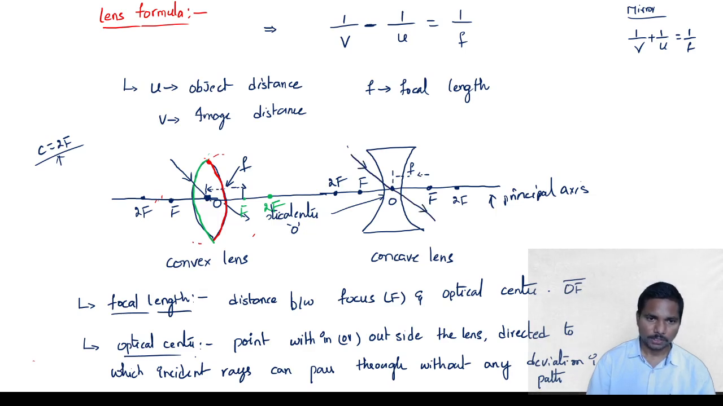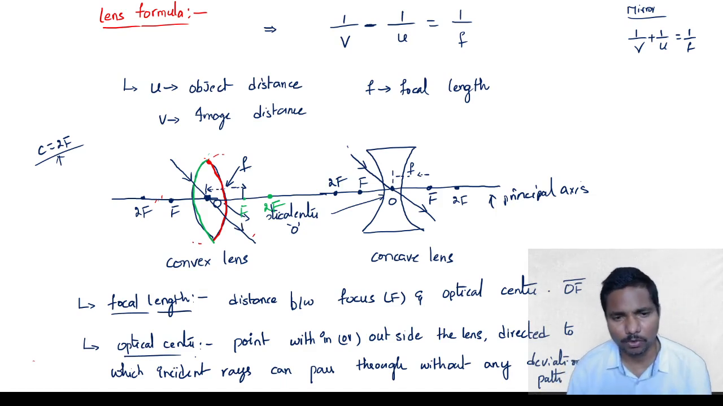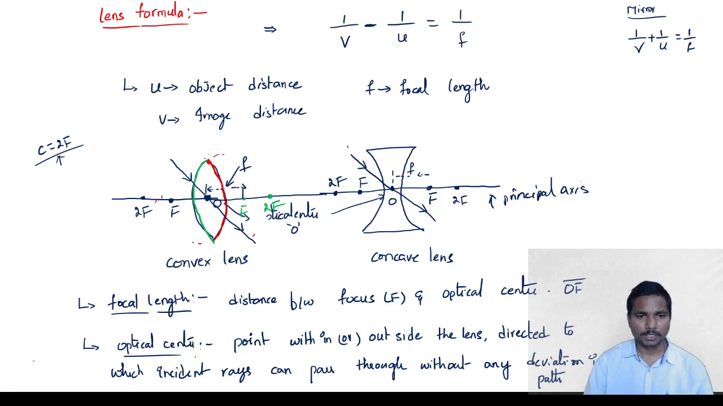It may have the same path. Then that point is nothing but what you can call the optical center. Simply, you can say the center of this convex and the center of this concave. All of you clear up to this?